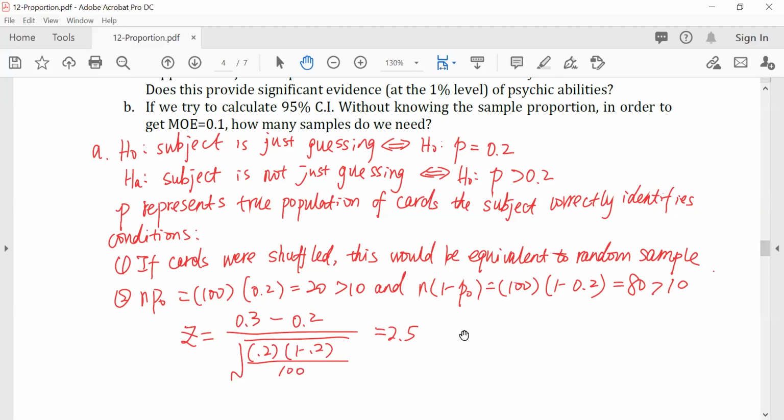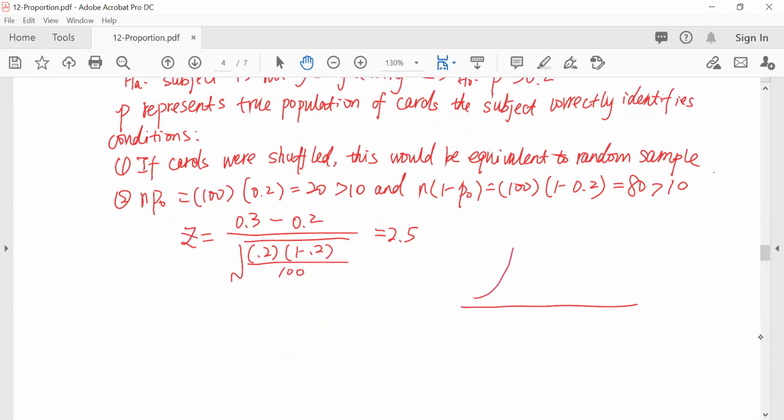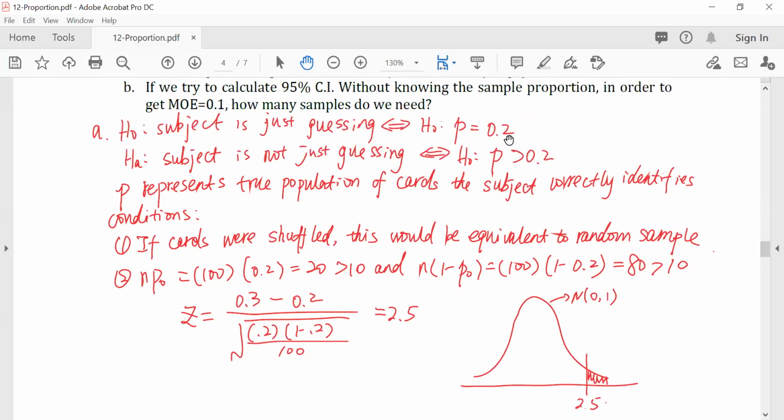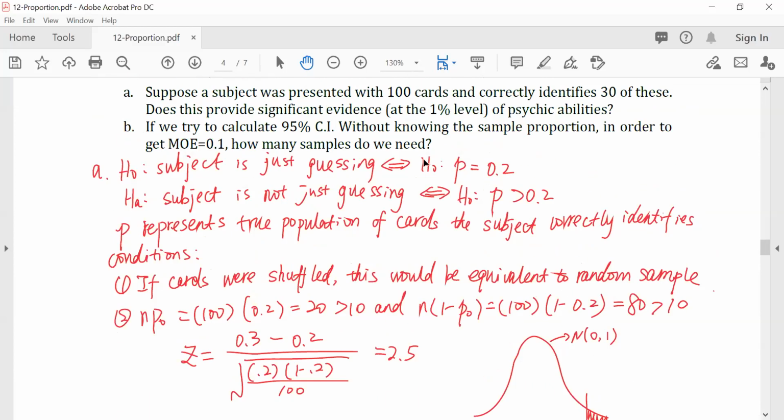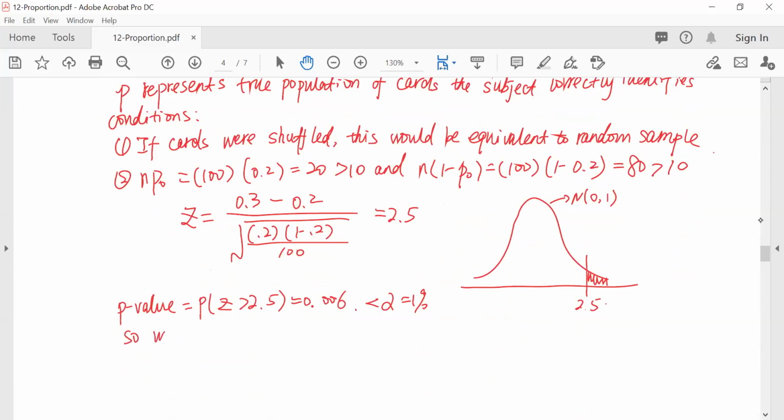Now, then we need to find the p-value. So for a standard normal distribution, what is the area under the curve that is greater than 2.5, because this alternative has a greater than sign. So the p-value is the probability z greater than 2.5. That is 0.006, which is less than our alpha. Our alpha is given at 1% level, so we reject H null.